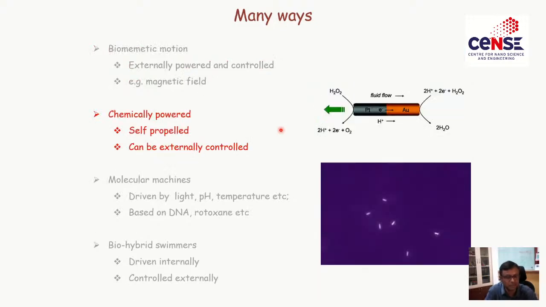You might be able to see the movie. This is something pioneered by Ayusman Sen's group at Penn State, where he makes these chemically powered swimmers, which have two different types of materials. In the presence of a fuel, which here is hydrogen peroxide, a proton flux gets developed, and that causes motion in a certain direction. And then by putting in a small magnetic element, you can actually direct their motion in any direction.